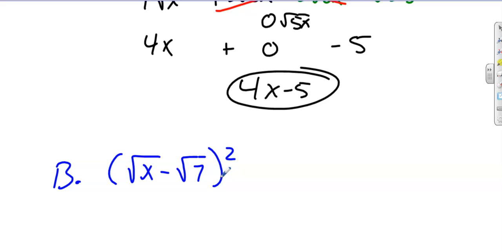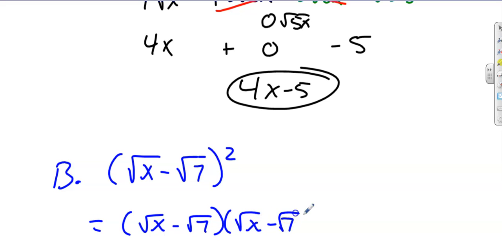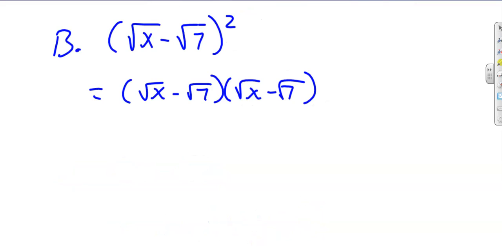Okay, now here's one where people get the temptation to try the first-times-first, last-times-last method because they're like, oh, I'll just square the x and square the 7 and I'm done. No, because this is one where you actually have to think about it: it's square root of x minus the square root of 7, and then square root of x minus the square root of 7. So you actually have to go back on this one and do the full method. Because a lot of people look at this and go, oh, I'll just take the square roots off, it's x minus 7. Well, it is, but you've got to go ahead and do the rest of it.